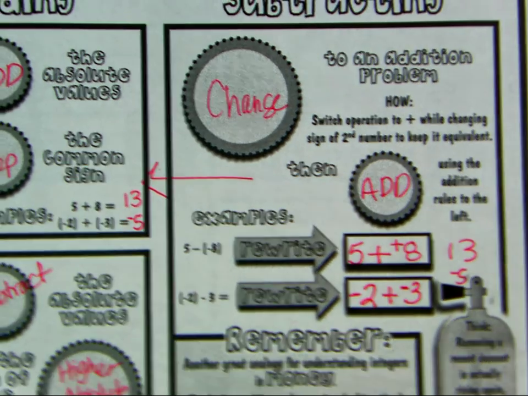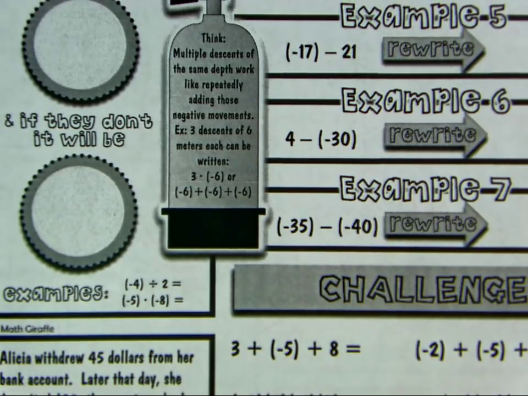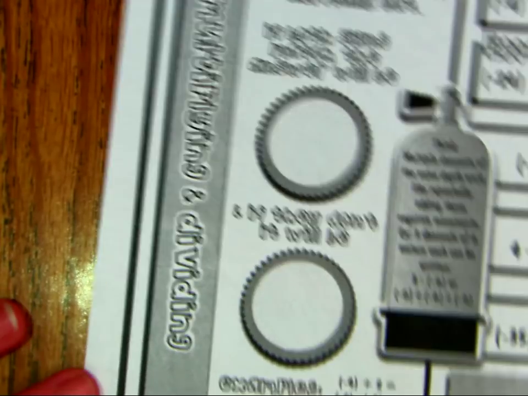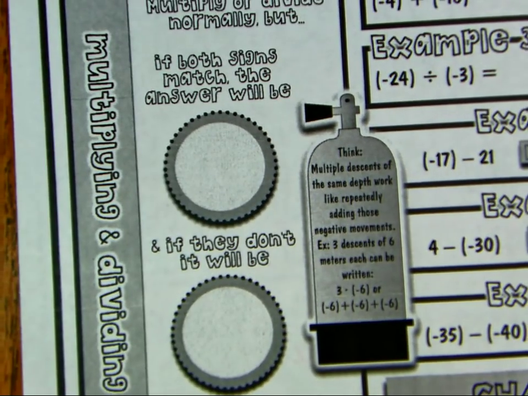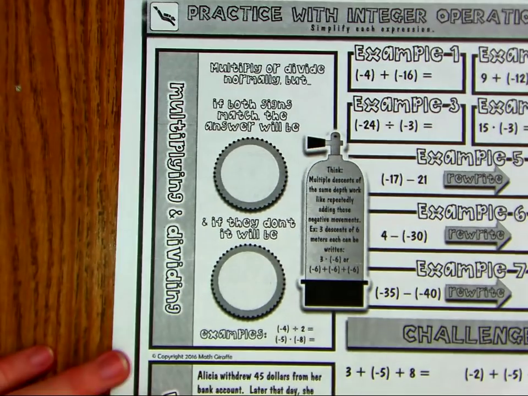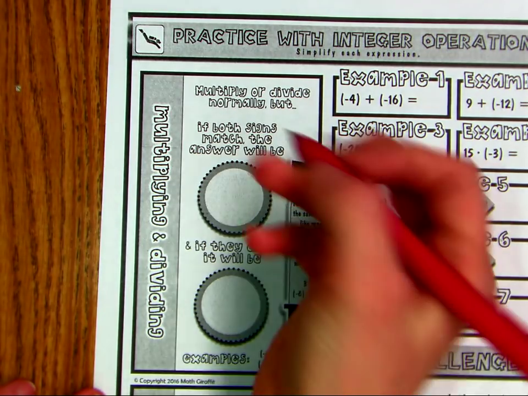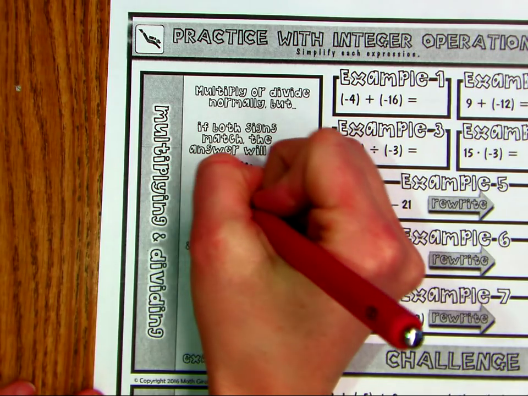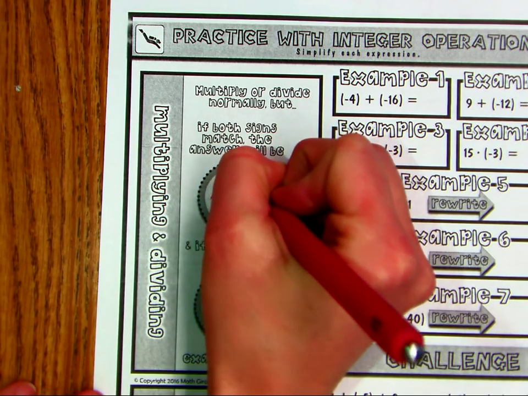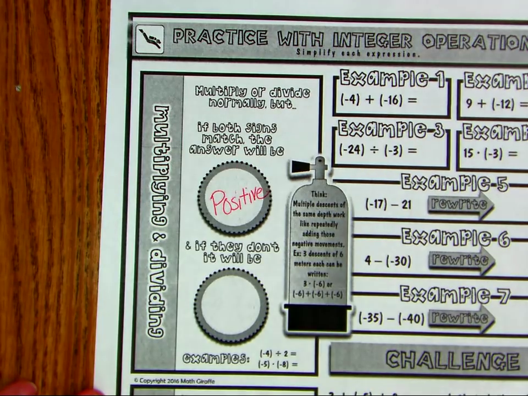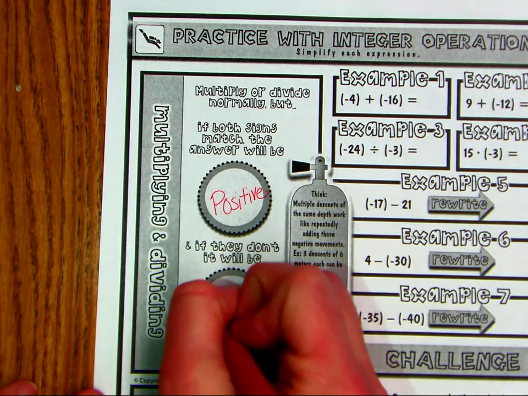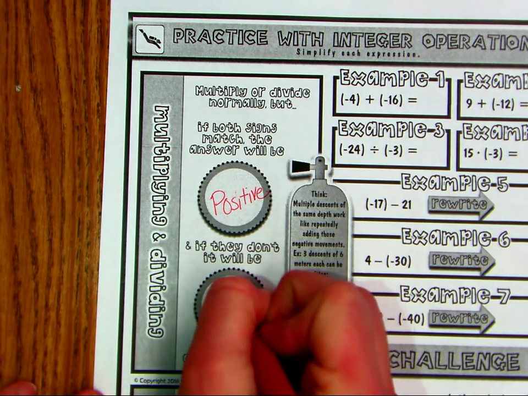All right, so let's go to the back. Multiplying and dividing. Multiply and divide normally, but if both signs match, the answer will be what, guys? Positive and positive, you get a? Positive. Negative and negative, you get a? Positive. If they don't match, it will be a? Negative. So if you get a positive and a negative, you end up with a negative.